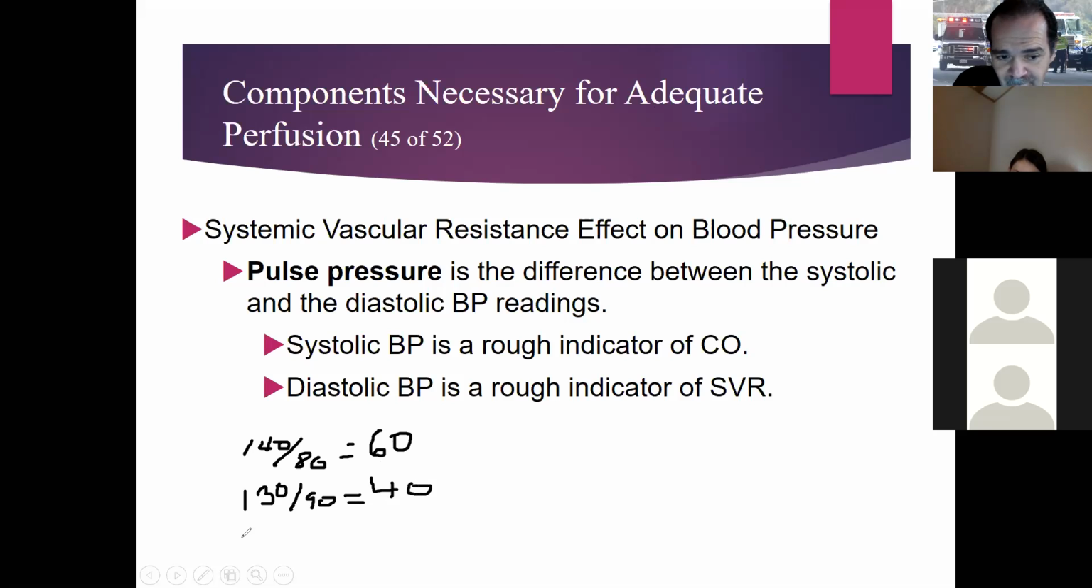Now, the third blood pressure you take is 120 over 100. What's the difference there? 20. So you notice one thing: the difference between the systolic and diastolic blood pressure gives you the pulse pressure. And we can use this to diagnose a couple of conditions. One of them is pericardial tamponade.